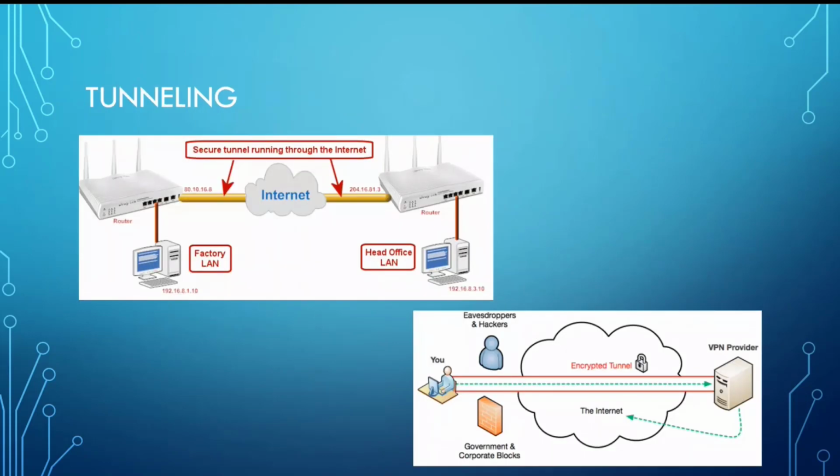So this is a diagram for tunneling. So as you can see, it creates a tunnel between the two networks. So it connects the one LAN to another with the internet, and it bypasses government and corporate blocks and prevents eavesdroppers and hackers from accessing the connection.